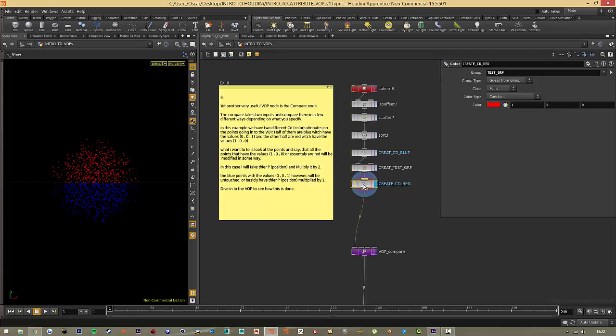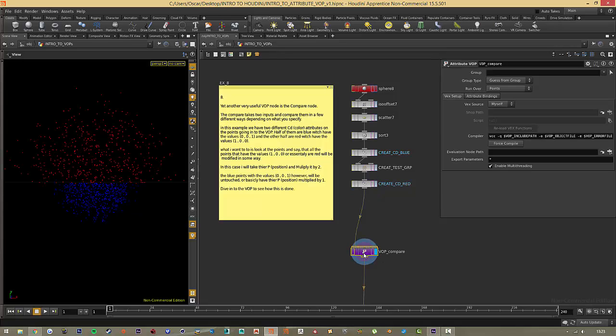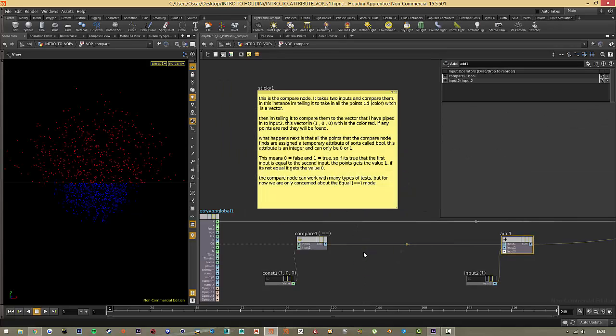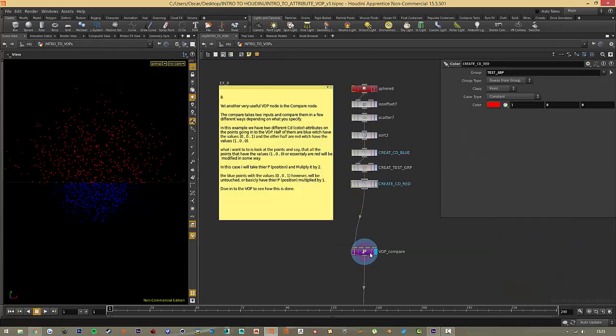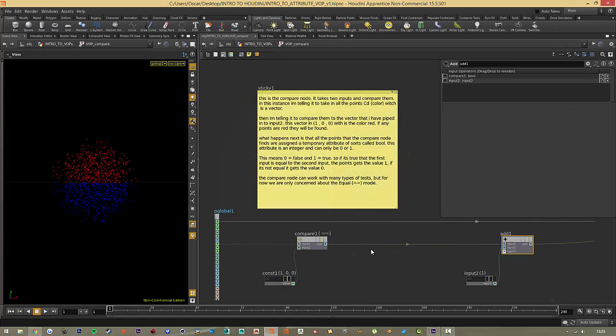So we now have two sets of points with two different color values. Some of them are blue and some of them red. Some of them have 0, 0, 1 and some of them have 1, 0, 0. Okay, this is very important because now we want to start comparing these points. We want to start comparing the points by the color. So let's go into the VOP.